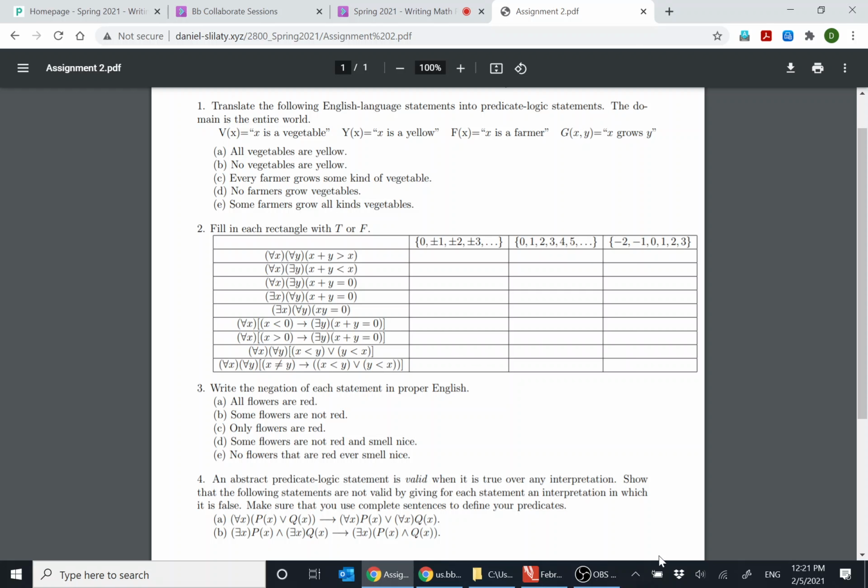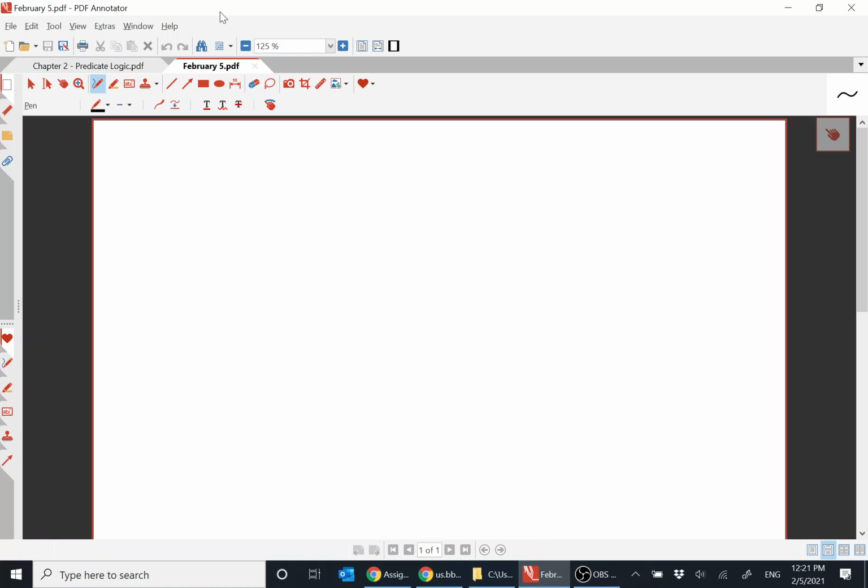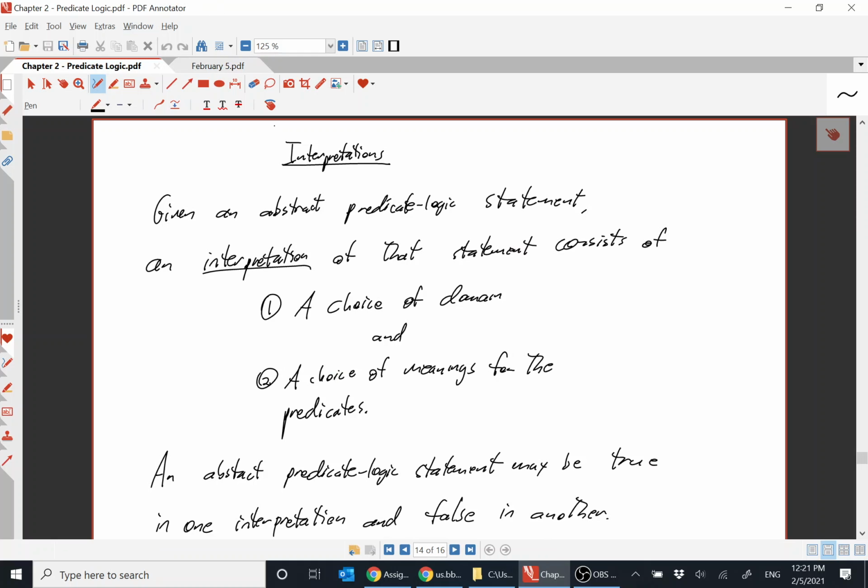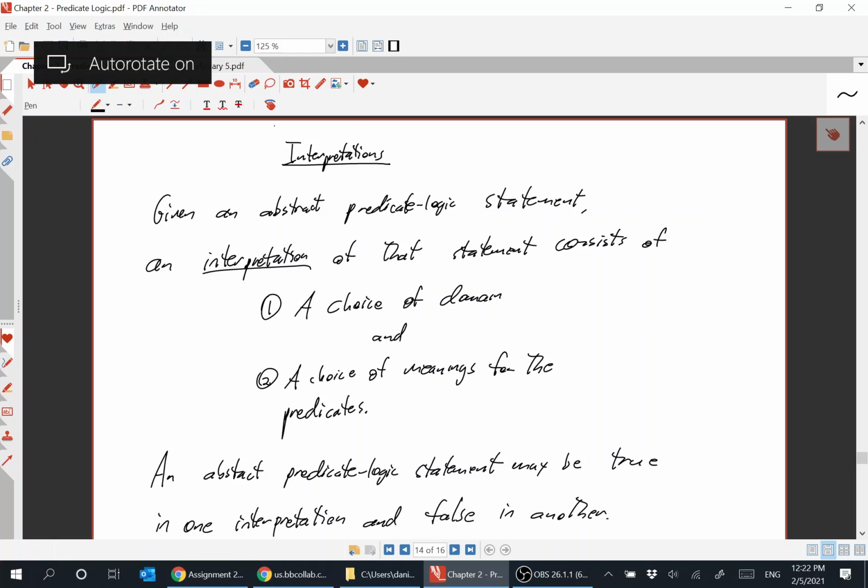All right, so let's go back to the lecture and we'll finish talking about 3 and 4, although we did start talking about 4, and then 3 is coming up here. So, interpretations.